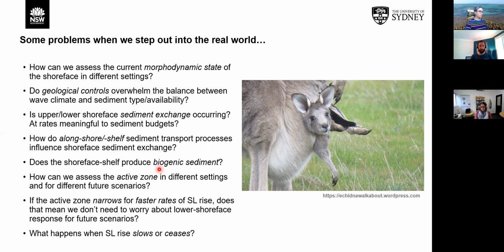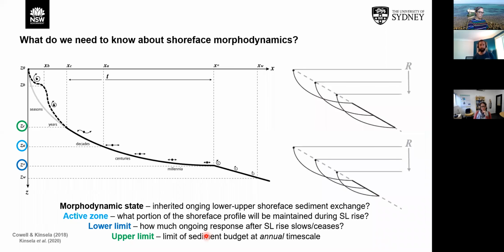So some questions there. I won't go through all of them, but principally we want to assess the active zone. We want to know what that is for different timescales and rates of change. And we want to know what the morphodynamic state of a shore face at a given site is, so we can determine the applicability of that Bruun concept. And what will happen when sea level rise slows or ceases? So we talked about the morphodynamic system, and when changing boundary conditions stop, the system continues to evolve. So there are some important questions there.